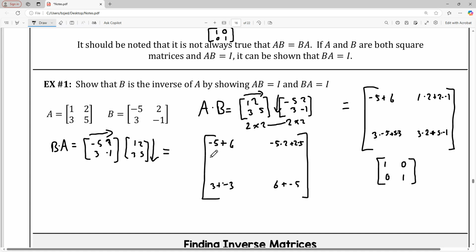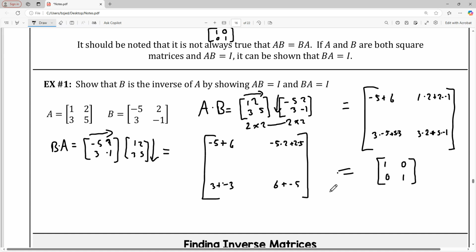If I combine these, -5 times 2 is -10, plus 2 times 5 is 10, that works out to 0. 3 plus -3 is also 0, and 6 minus 5 is 1. So these are both equal to I, which means A and B are inverses. If either one of these did not work out to this matrix, they would not be inverses.